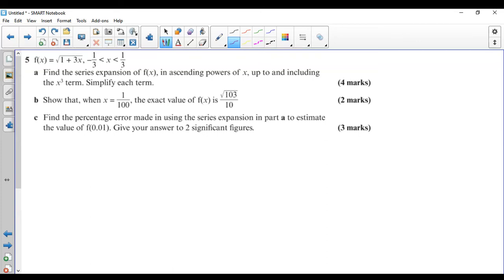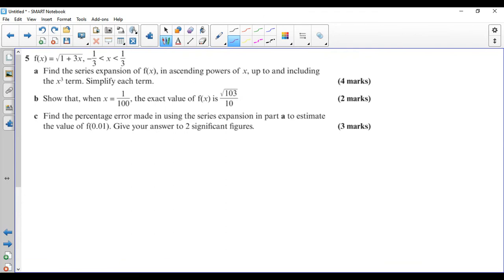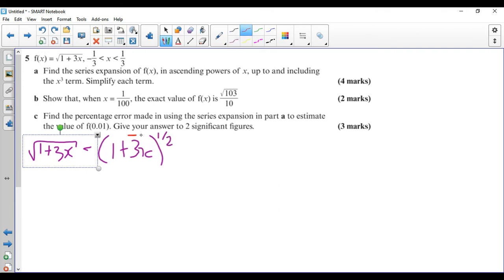Exercise 4A, question 5. Okay, so we have been asked initially to find the series expansion. So if we start there, we've got the square root of 1 plus 3x. Step 1, pop it into an index form. So that's to the power of half. And if we identify, there's our x, and there's our n. Okay, so into the formula we go.